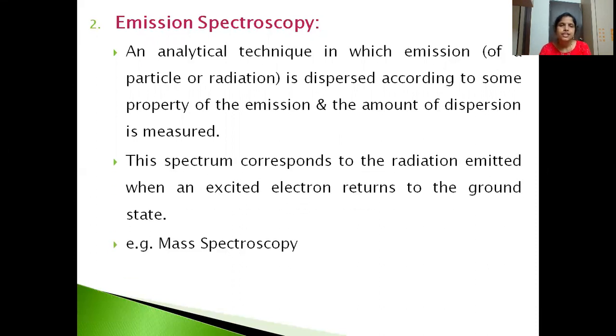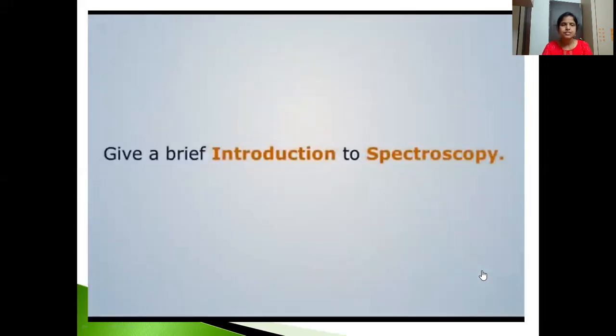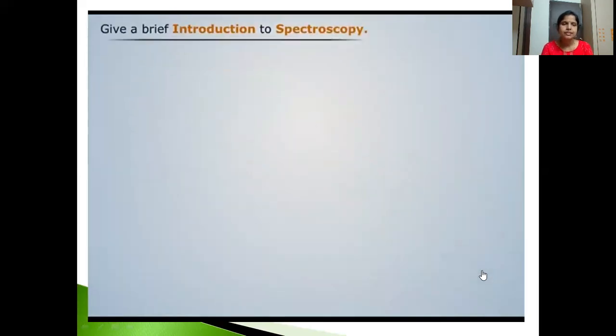So in emission spectroscopy, the excited electron returns to the ground state. So whatever electron has been excited by absorbing the radiation, when it is returning to the ground state, that study is nothing but emission spectroscopy. Now we can just look at this animation where it explains how the energy is being absorbed and then emitted out.